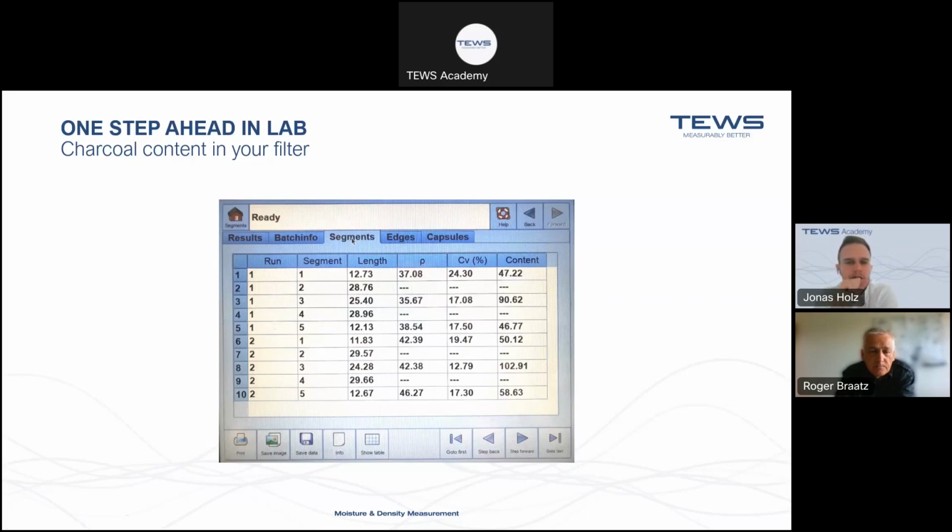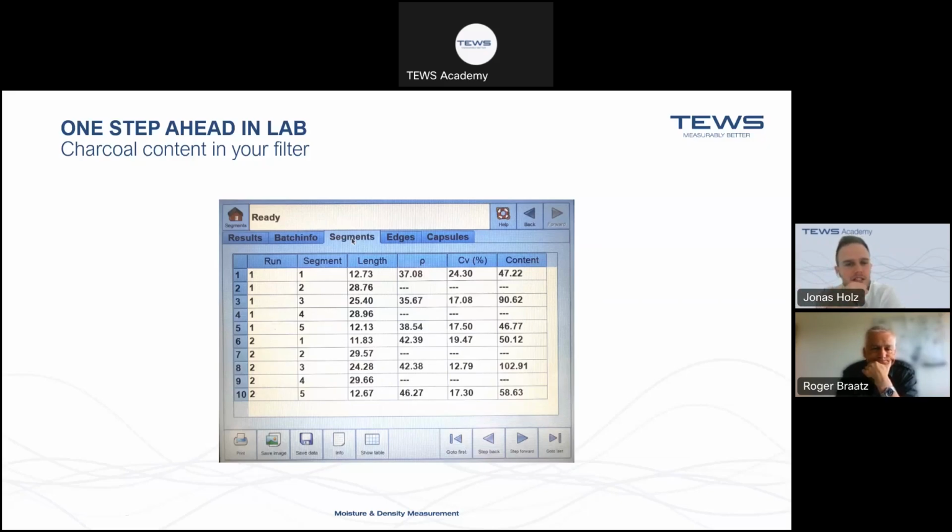Okay. So we can measure or determine the length of each segment as well as the place of the capsule, of course. That's what we talked about last week also. And we can measure or determine the amount of charcoal in the segment. Is that correct? Yes. Okay.